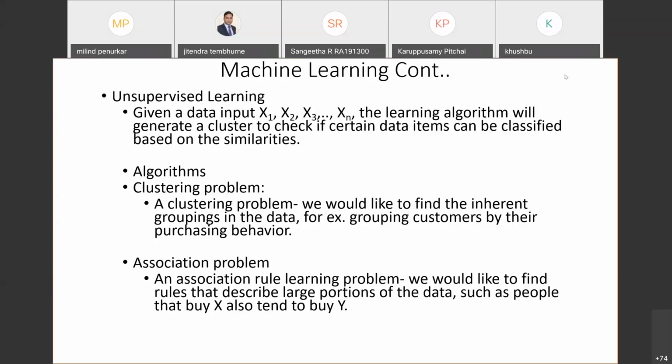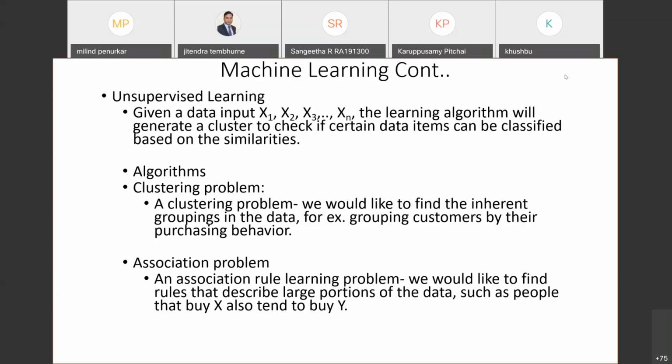The general algorithms in this case are again listed in broad categories. We have a clustering problem where we would like to find the inherent groupings in whatever data is available. For example, you could group the customers by their purchasing behavior, which could be medium level or high, and so on. So based on that purchasing behavior.